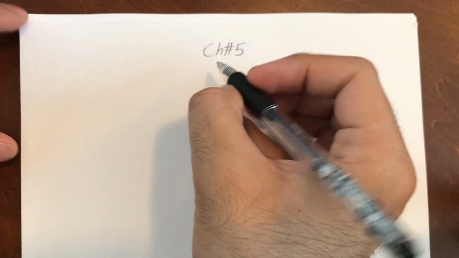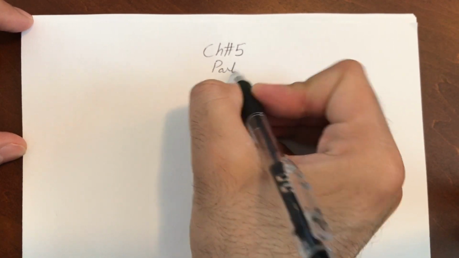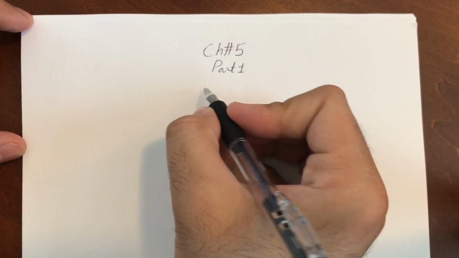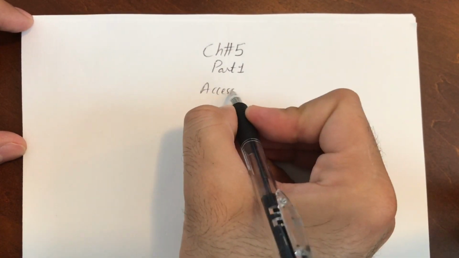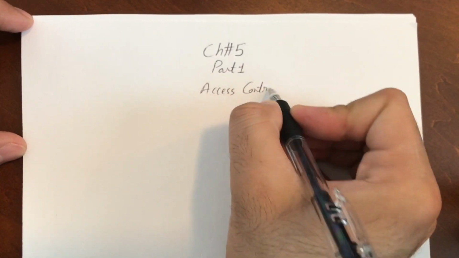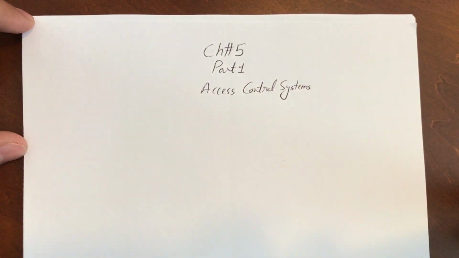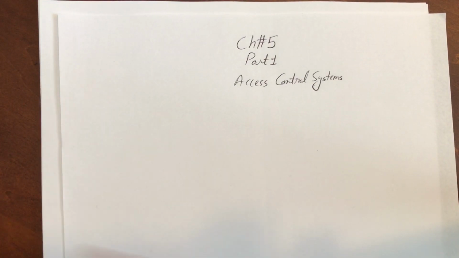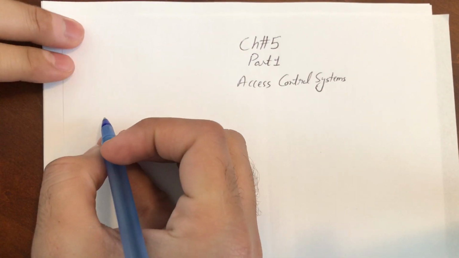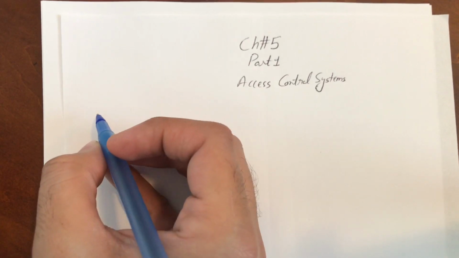So today we're going to talk about the first part of chapter 5. Chapter 5 is about access control systems. We have mainly four things to discuss in this chapter, and today I'm going to talk about two of them.